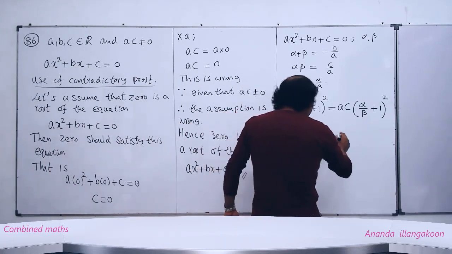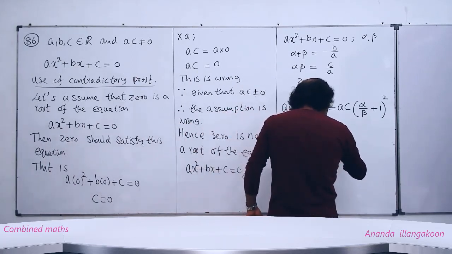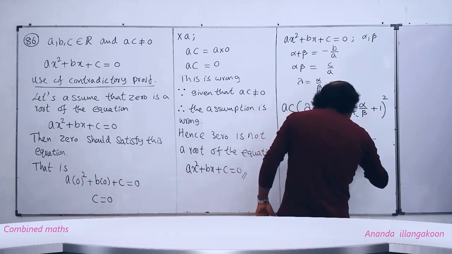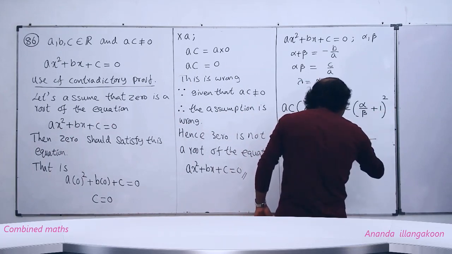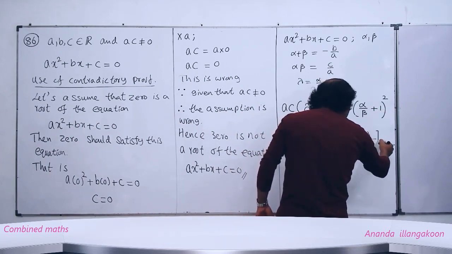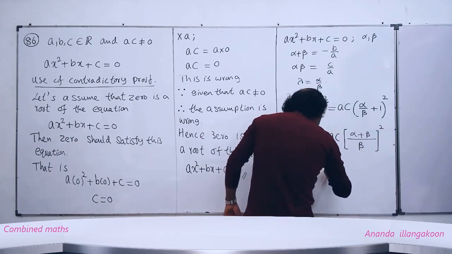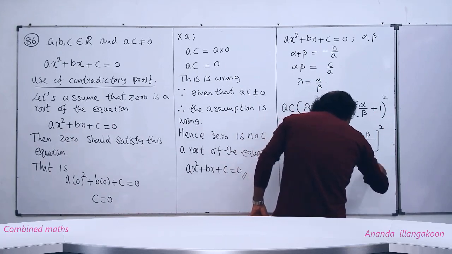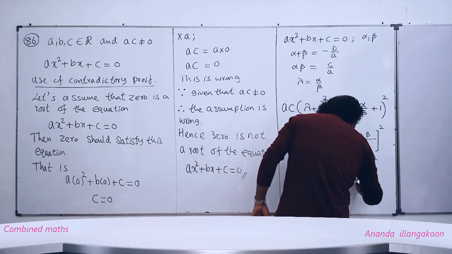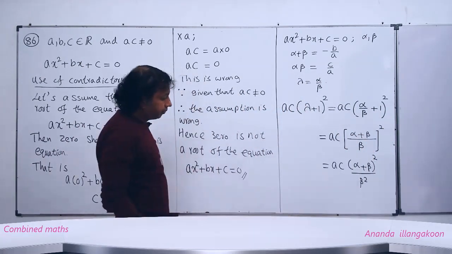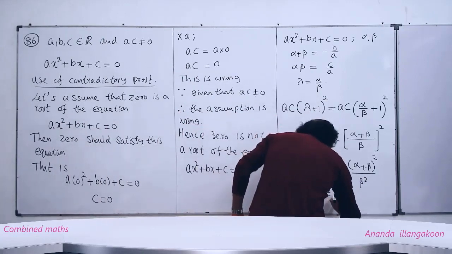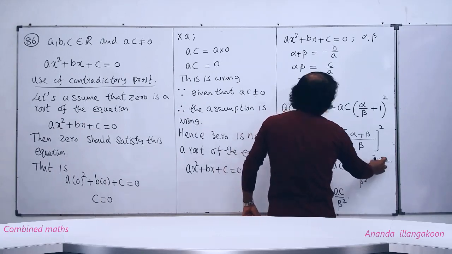Till now, I simplified the left-hand side. AC. Here within the bracket, I take the common denominator as beta. Then this 1 becomes beta, no? Alpha plus beta whole squared. Now this is AC. We can square the numerator and we can square the denominator like this. I write this beta squared under this, AC times (alpha plus beta) squared.